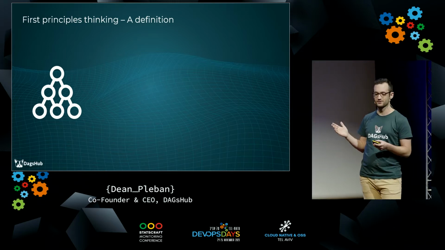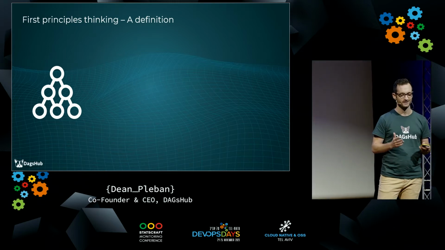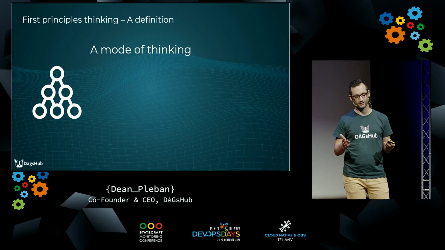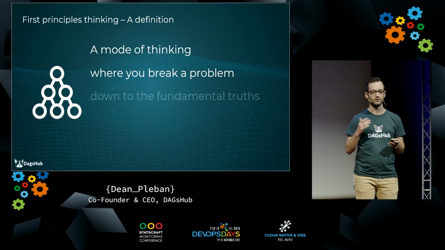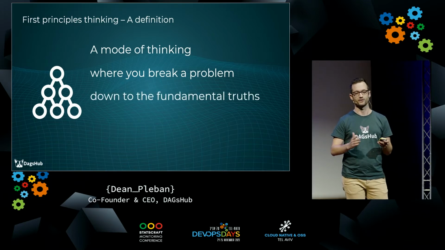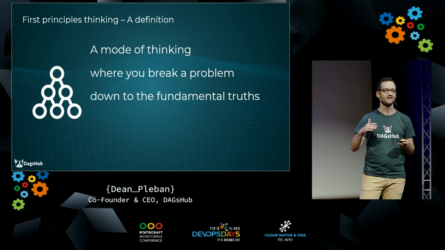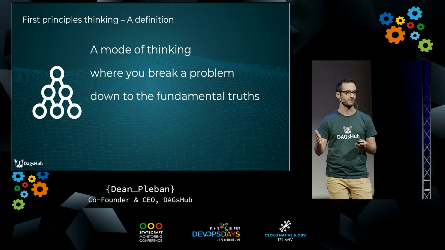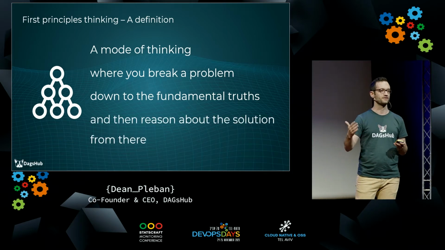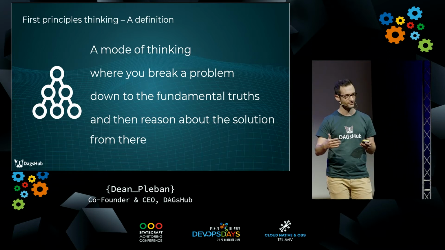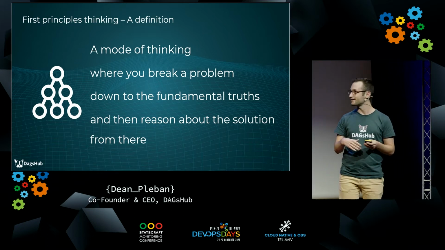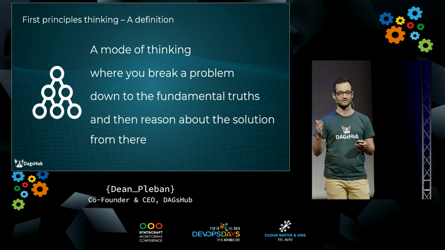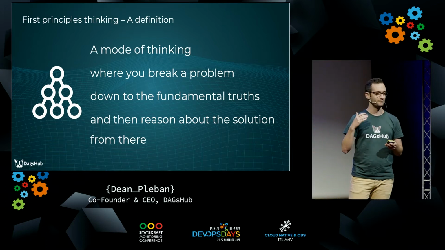And so first principles thinking, let's define what that is. It is a mode of thinking or a mental model where you break a problem that you might be facing down to the most fundamental truths that you know. So the things that you know with most certainty are true about the thing that you're looking at, and then try to reason about the solution from there. So it is not a top-down or analogous way of thinking, but a bottom-up approach. And of course, Elon Musk has made this approach famous with Tesla and SpaceX, but it goes back to Aristotle.